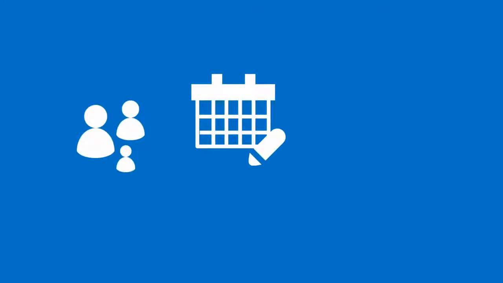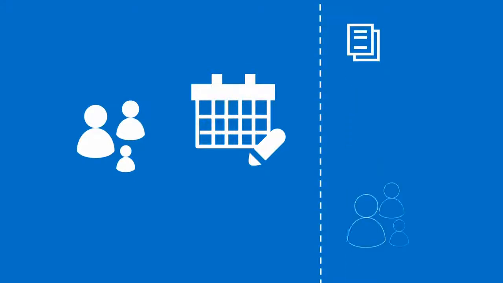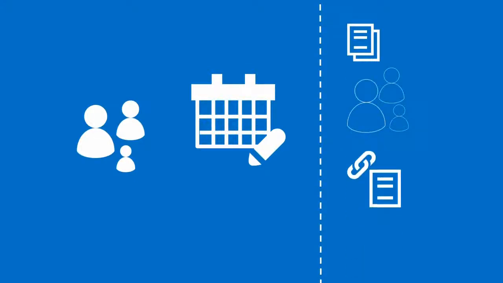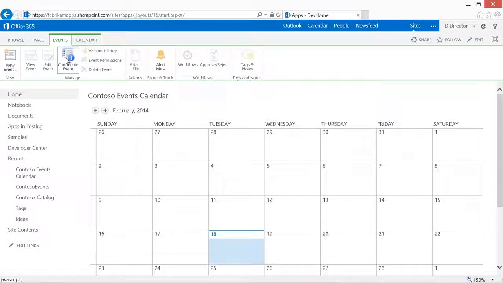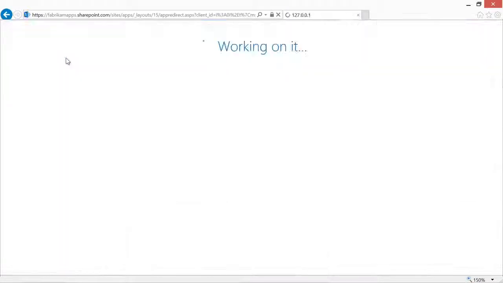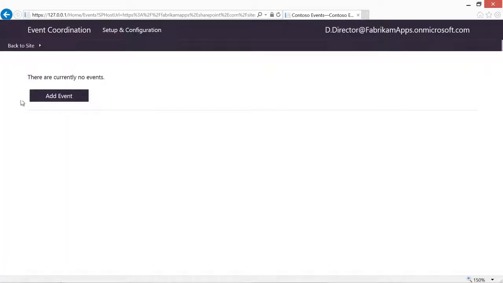The additional planning data includes agenda items, lists of attendees, collateral that is to be stored in Windows Azure Blob Storage, and schedules for presenters if appropriate. The first thing to note is that the app has provided a new ribbon control for a calendar in the host SharePoint site. I'll click this Custom Coordinate Event button and the app user interface is rendered.